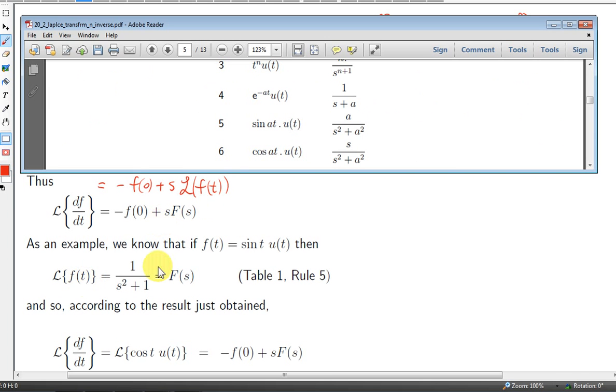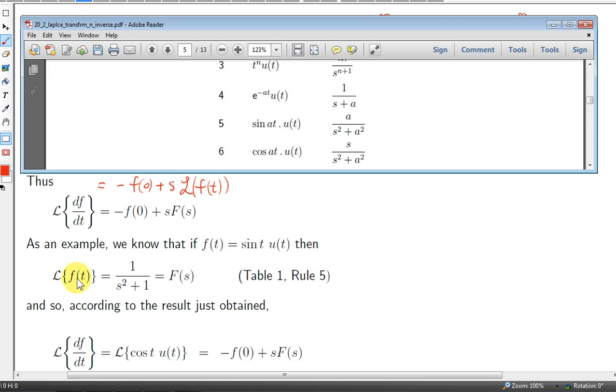Let's look at this example here. Let's suppose that little f of t is sine of t times u of t. To get L of that, we can look at this table. So we look at rule 5 here, and a is equal to 1 here, so we plug 1 in for a, so we get 1 over s squared plus 1 squared. So we call that big F of s.